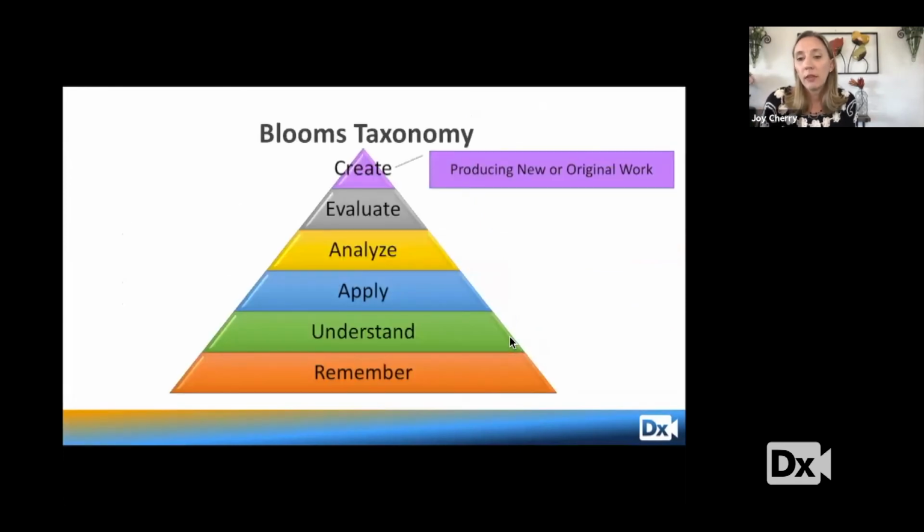And then finally, we hit the create. This is our wheelhouse as educators. This is where 90% of our effort goes. This is what we work toward. And this is producing newer original work. And this is really to support the student and all of the other learning planes.